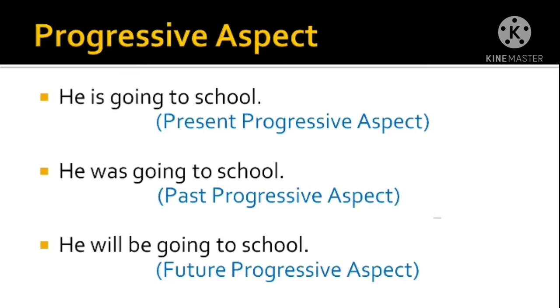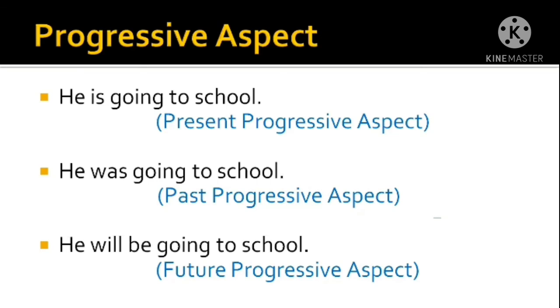Now you switch over to the third sentence here, that is the future continuous tense in your term, but I would label it as future progressive aspect. He will be going to school. He is going to school, present continuous. He was going to school, past continuous. Now it is future continuous. He will be going to school.